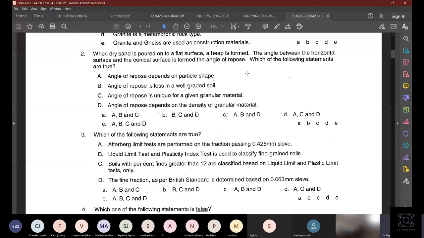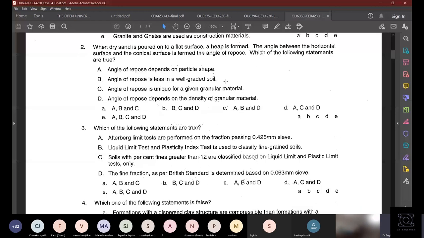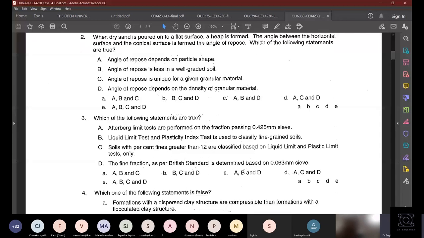Well-graded soil, they will pack well, so it would be less, right? Angle of repose is unique for a given granular material. No, you can't say that, because now let's say when you have a densely packed one and a loosely packed one, right? So in that case, the angle of repose will be different, right?